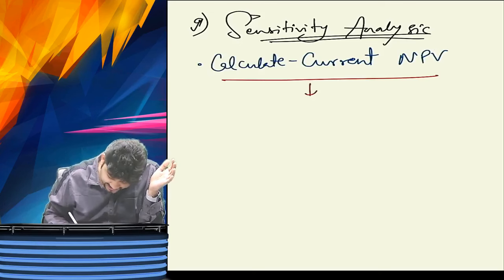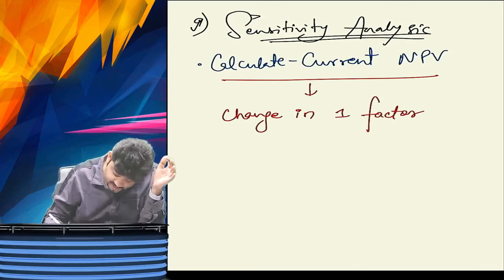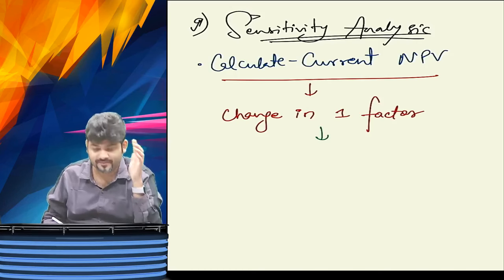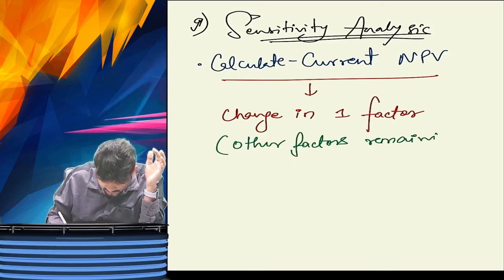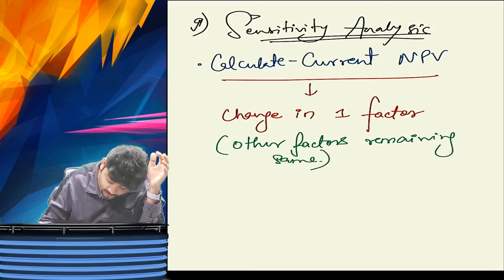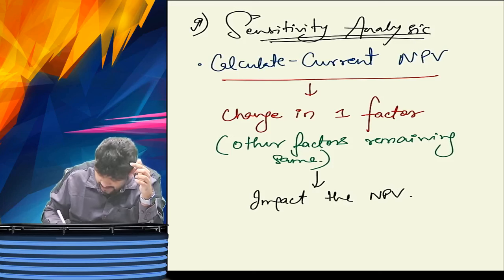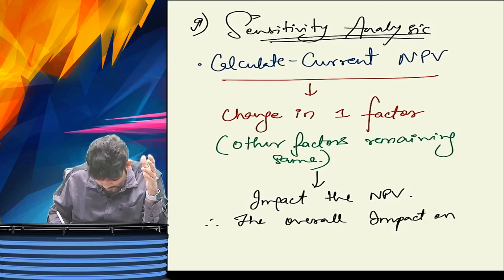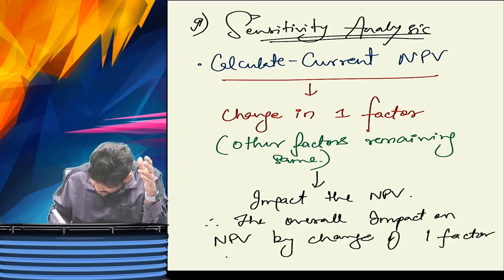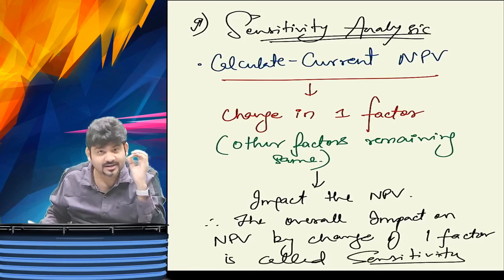Now, change one factor. What will this do? This change in one factor results in change in NPV. So change in one factor, and remember, other factors remaining same, it will change the NPV. So it will impact the NPV. So how does it work? Therefore, the overall impact on NPV by change of one factor is called sensitivity. Are you clear, guys?